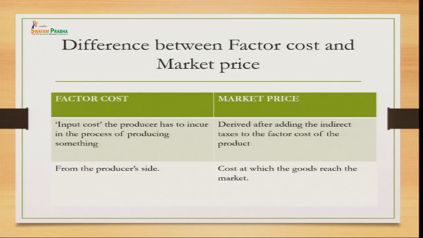And then this is the difference between factor cost and market price. Like I said, factor cost is the cost which is calculated for the factors of production, the cost which is incurred for producing that good. And market price is the price at which you are going to sell your product in the market.